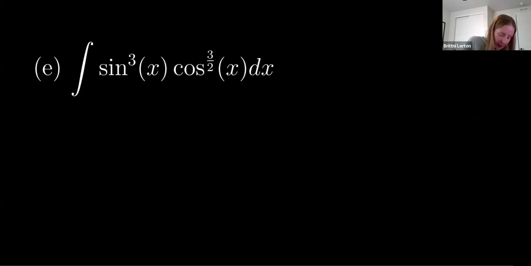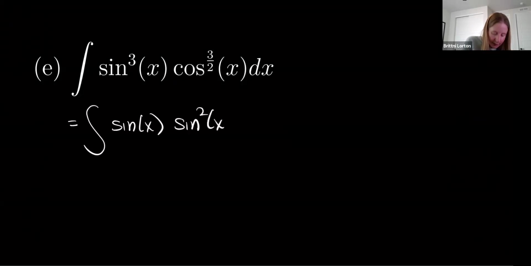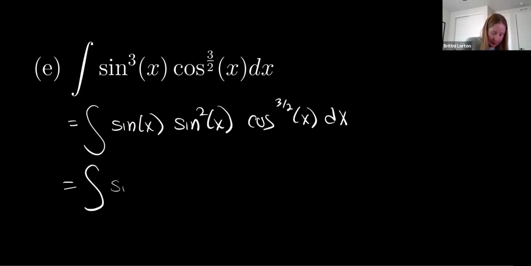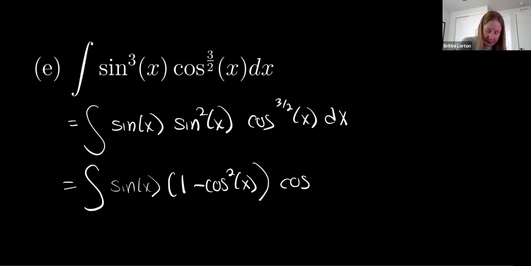Let's do the same thing for this one. I'm going to break this up one more time. This will become the integral of sine of x times sine squared of x times cosine to the 3/2 of x dx, which will turn into, using the Pythagorean identities, sine squared is 1 minus cosine squared. And I used the Pythagorean identities, not the half angle identity here, because I wanted all of the arguments to stay the same. And then I'm going to do a u sub.